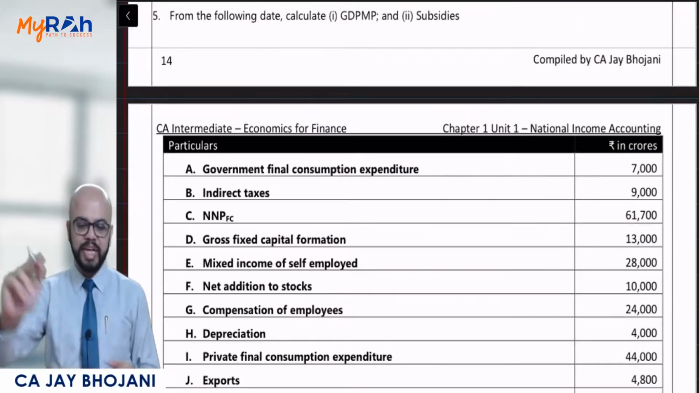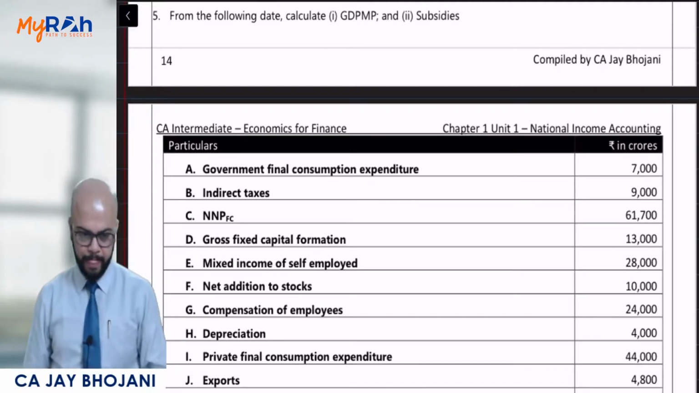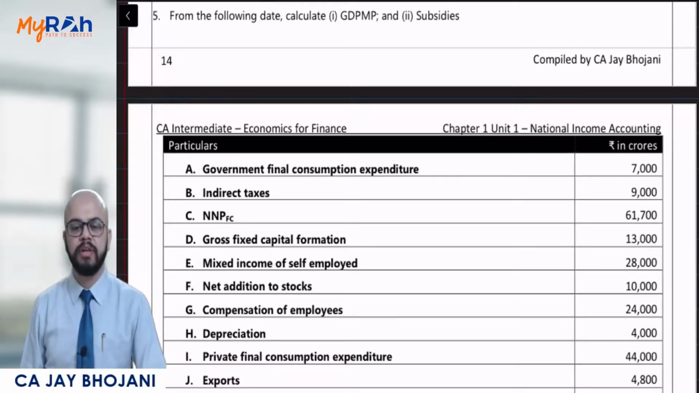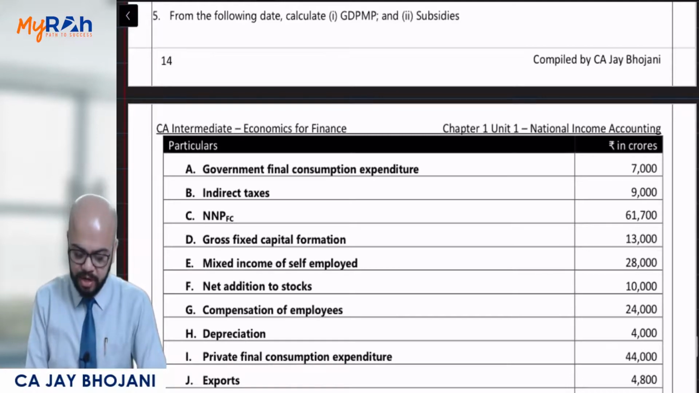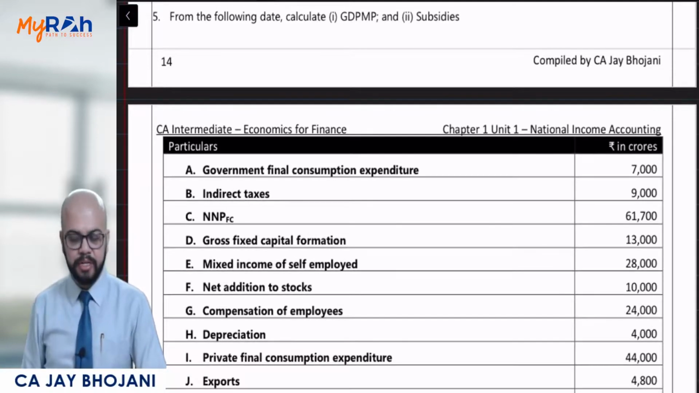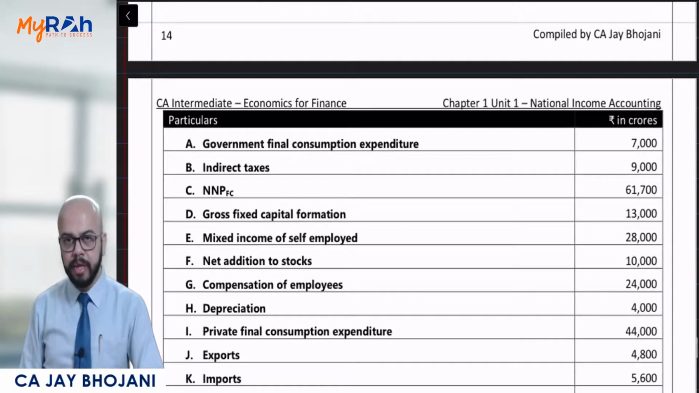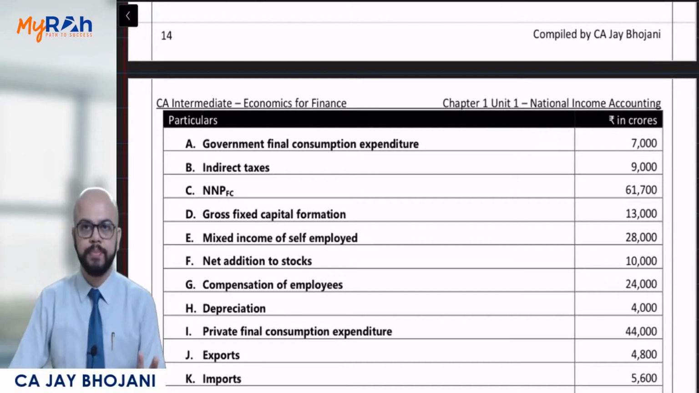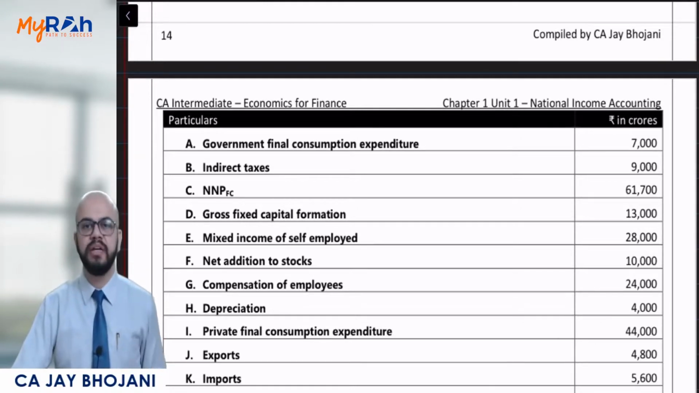Okay, now coming to the next question. From the following data, calculate GDP market price and subsidies. You have to calculate two things: GDP market price and subsidies. Okay, they have not specified the method, so we are free to use any method that we think is fine. Whatever data is available, we have to decide using that data which method is best suited for us.